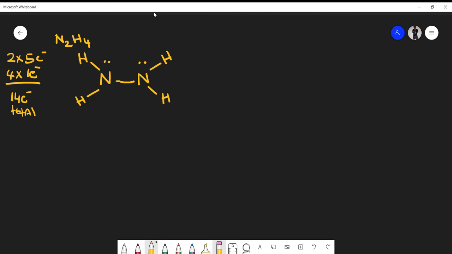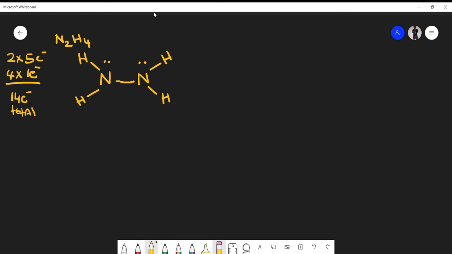Now, if you wanted to put a double bond between the 2 nitrogens, you would have seen that it probably wouldn't have worked. Even though the nitrogens' octets would most likely be satisfied, you'd be missing two more electrons. So there's no way you could put a double bond in between.